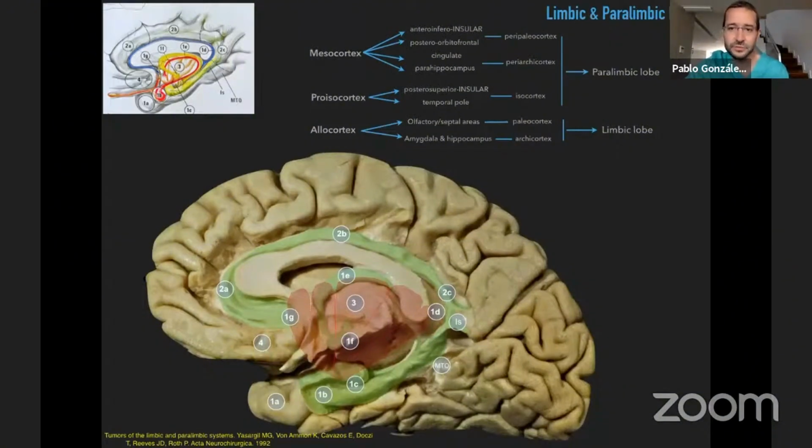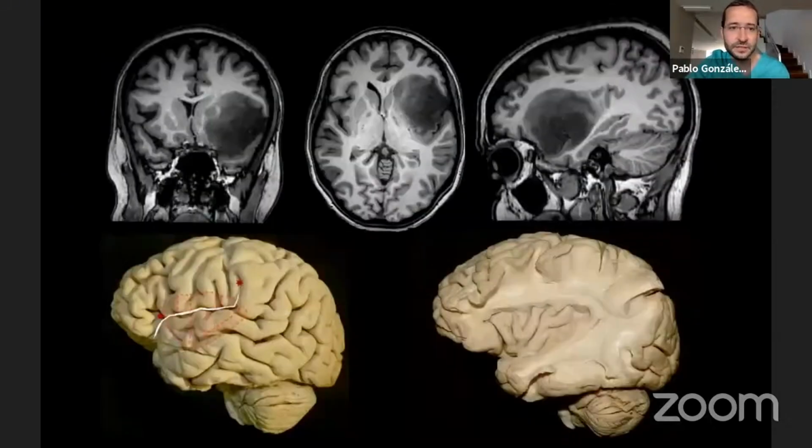And I will try to share with you some cases of tumor-related epilepsy in these different areas. Let's start with a region which is not purely limbic, but paralimbic, which is the anterior aspect of the insula, the anterior lobe of the insula. This is a 31-year-old lady who came to our clinic with seizures, which were quite well controlled with anti-epileptic drugs, and some personality disturbances.